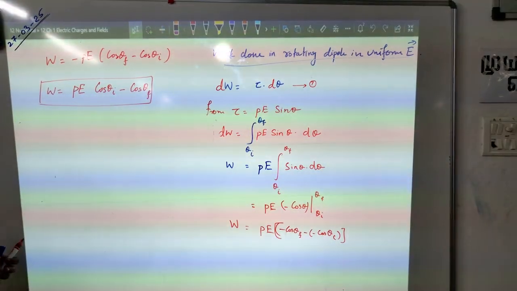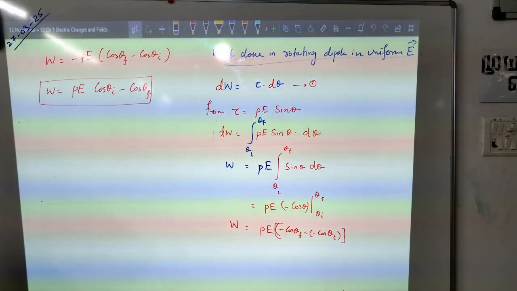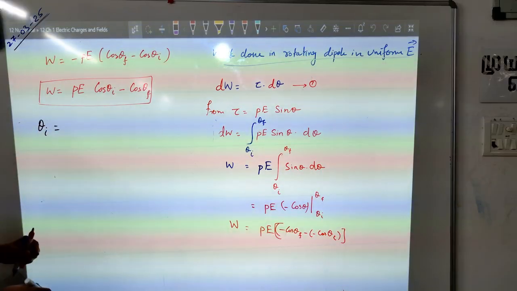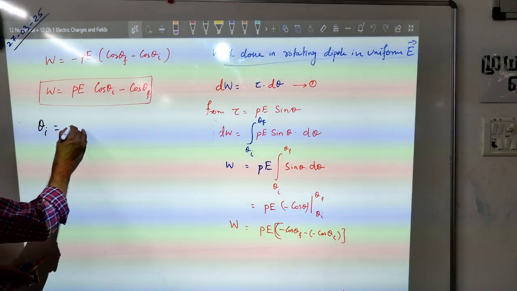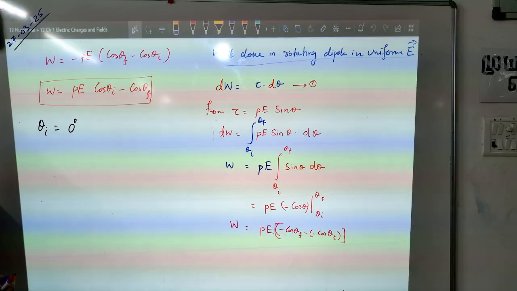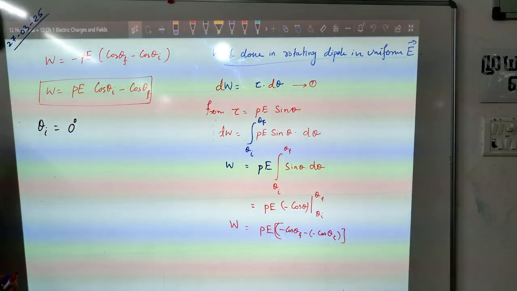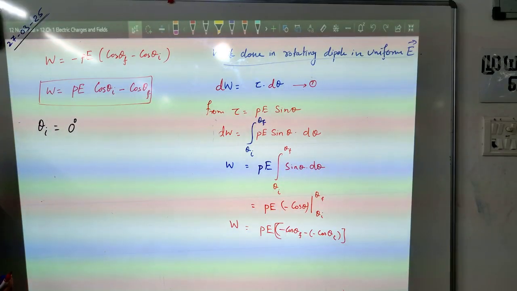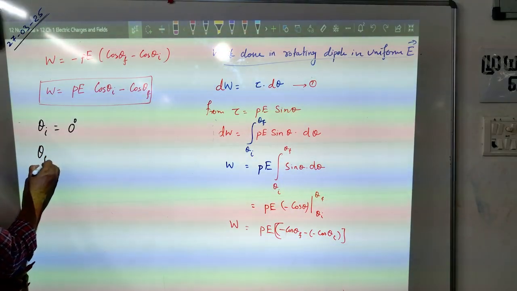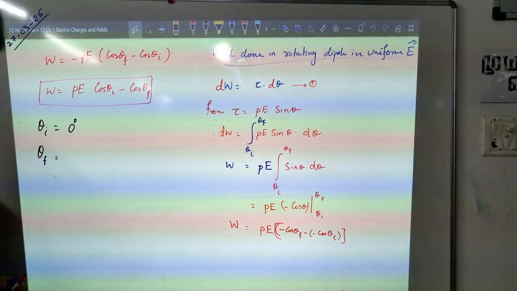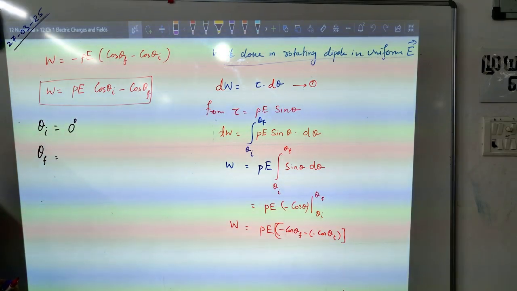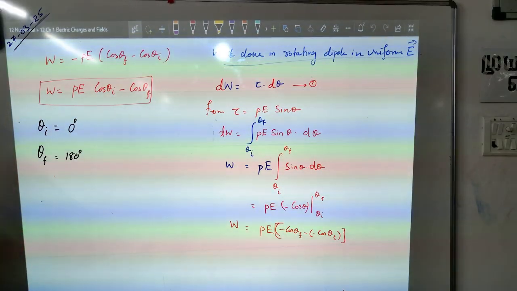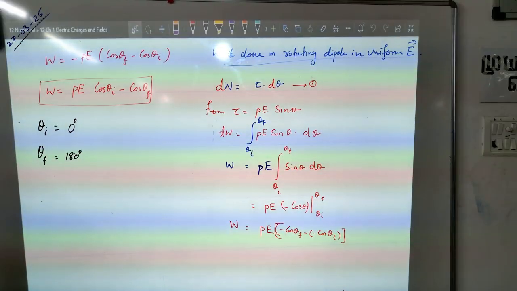So what's the formula here? From stable to unstable equilibrium, we have to rotate. So theta initial, what is the angle for stable equilibrium? 0 degree. Correct? What is it for unstable equilibrium? Theta final is equal to 180 degree, because in unstable equilibrium, the angle is 180 degree.